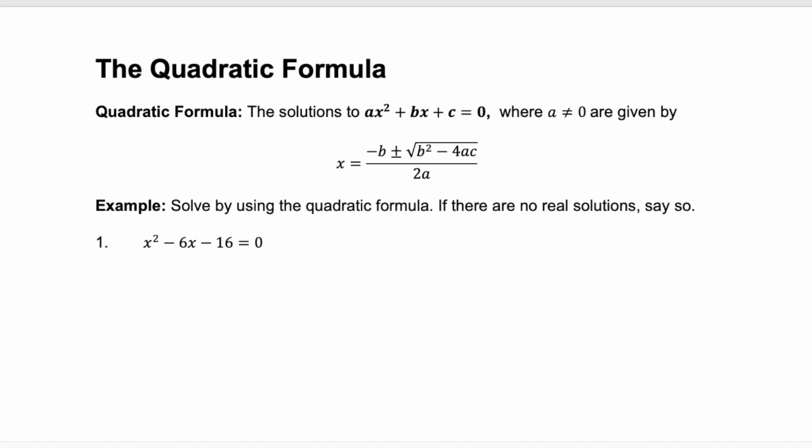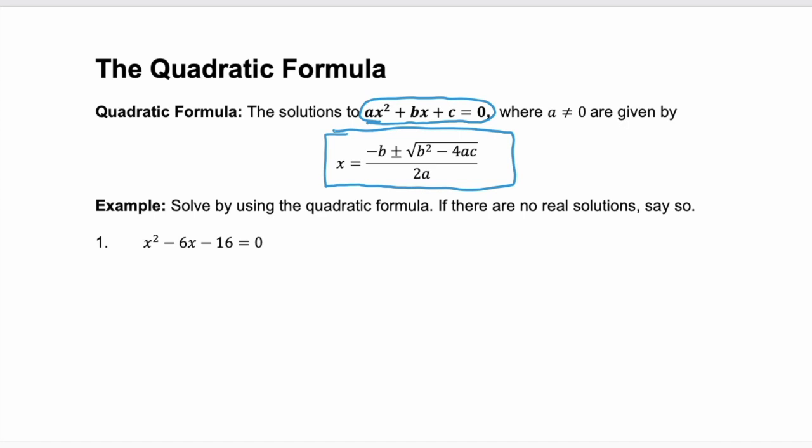The quadratic formula is just another way to find the solutions or x-intercepts for a quadratic. So if you have a quadratic that is ax squared plus bx plus c equals 0, so it's in standard form, and a, b, and c are constants, and a doesn't equal 0, then you can use the quadratic formula, this equation here, to find those x-intercept solutions. And it's just x equals negative b plus or minus the square root of b squared minus 4ac over 2a.